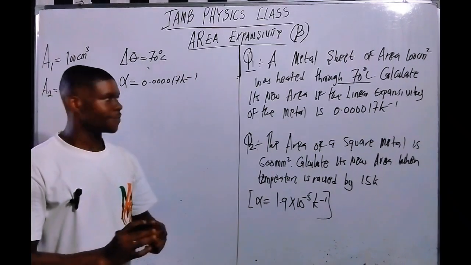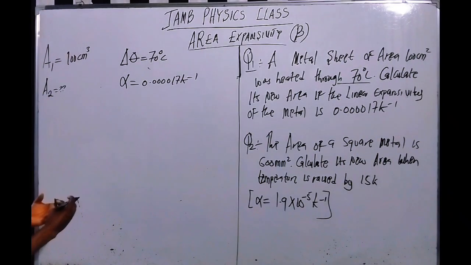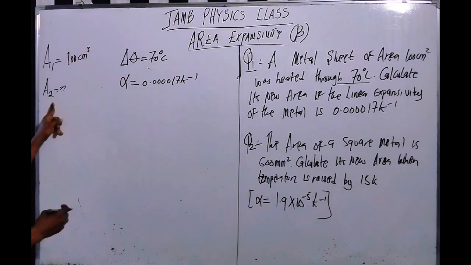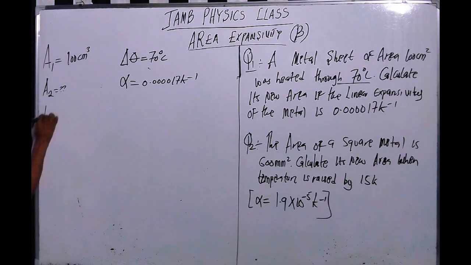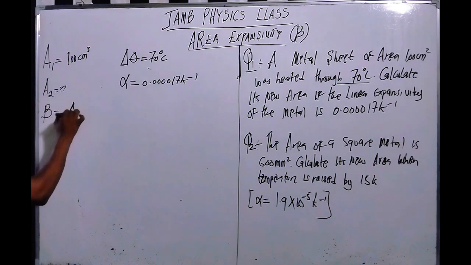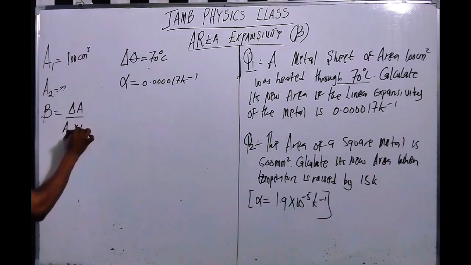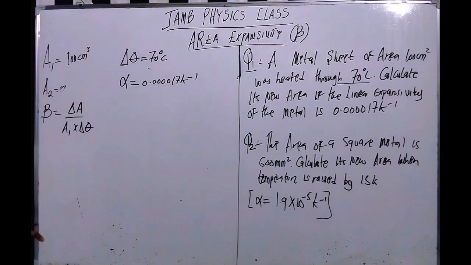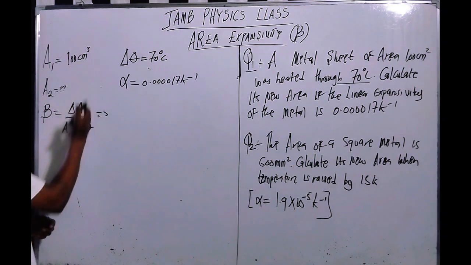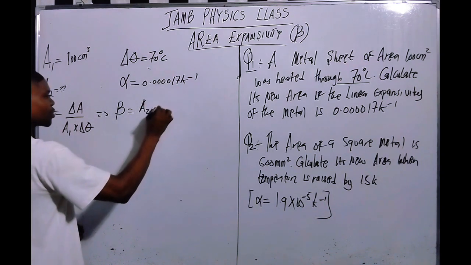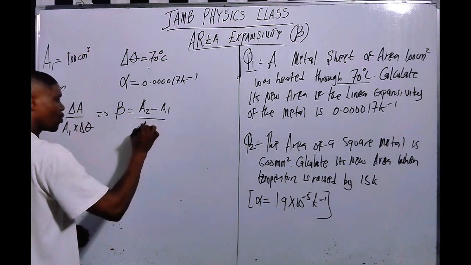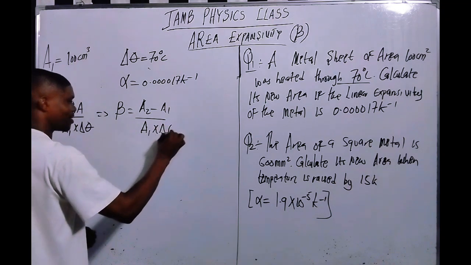Very important. How do we calculate this? It's very easy. Remember, my area expansivity is equal to the change in area over the original area times the change in temperature. Do you see that? Now remember, change in area is equal to A2 minus A1. So we can say beta equals A2 minus A1 over A1 times the change in temperature.